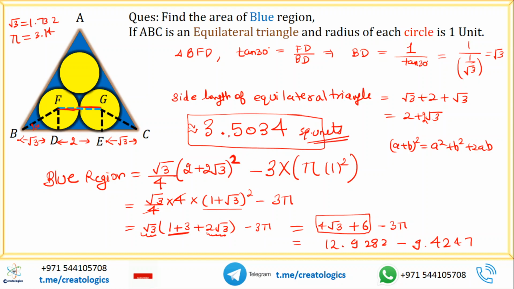So you just have to subtract the area of these 3 circles from the area of equilateral triangle, and for getting the area of equilateral triangle you need the side length. So using the trigonometric functions and the properties of the circle, we can easily solve this type of question.